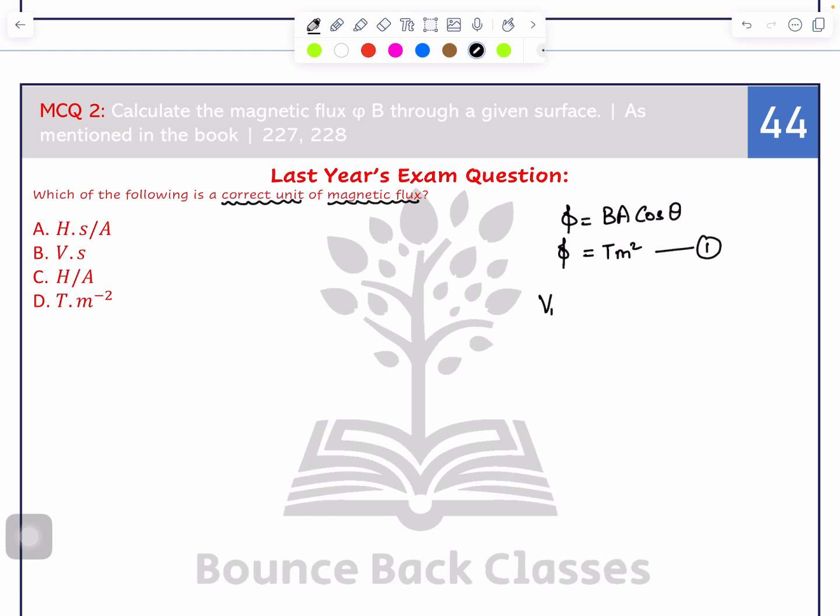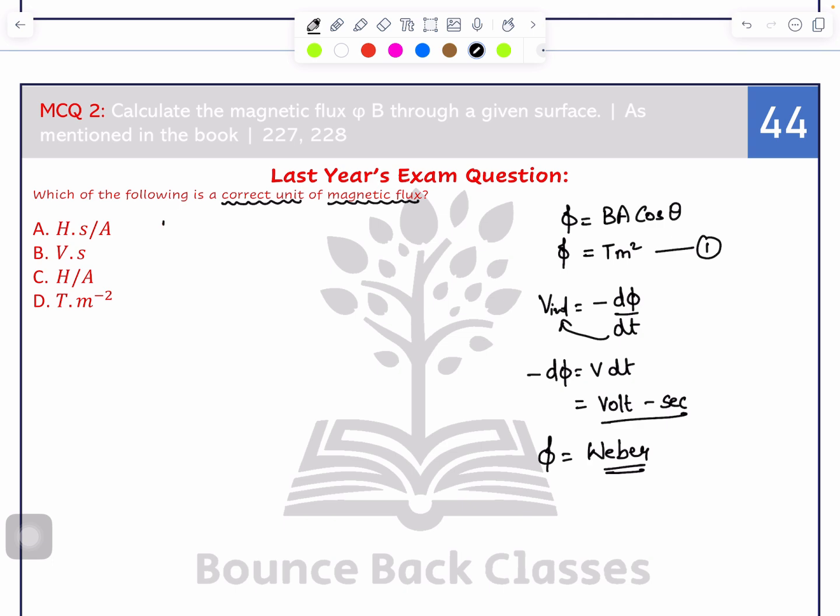Second, we know V induced is equal to negative d phi over dt. Yes or no? Take this side. So negative d phi is equal to V dt. If we solve the unit, it is volt second. Yes or no? Third, we know flux is measured in Weber. These are the units. Okay, just check.